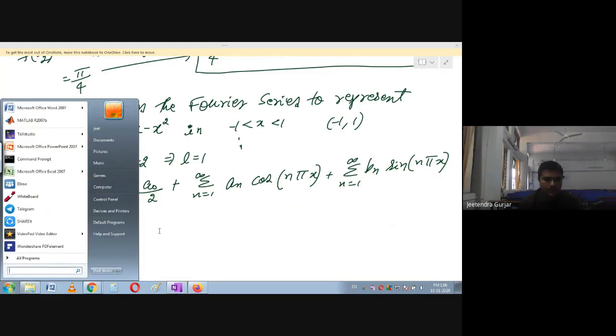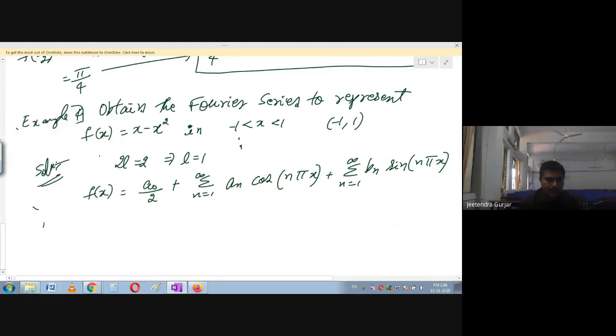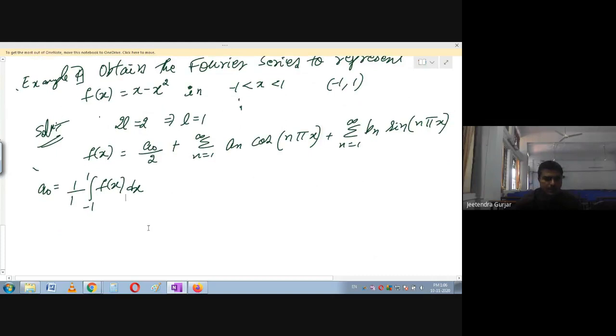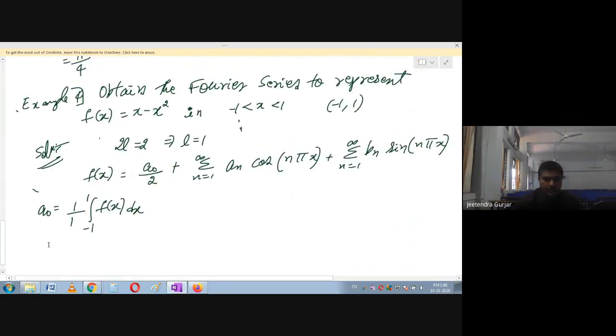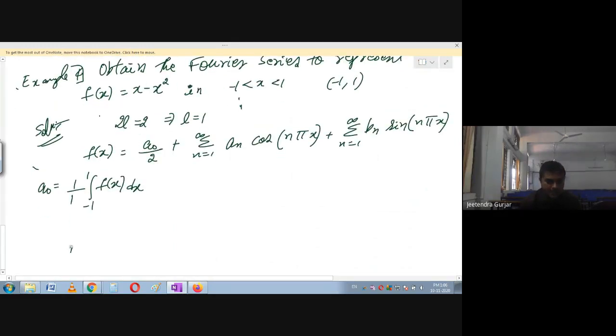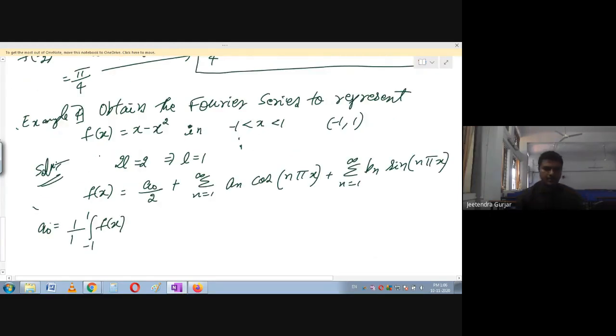Okay, students, one by one we'll try now. I'm going to find a naught first. So here again, L we have taken 1. So please remember integration will be from -1 to 1 f of x dx. Is it clear? Okay, substitute the values, friends, here one by one. So a naught, the function f of x they have given is x minus x square. Okay, no problem. Substitute the values, friends.